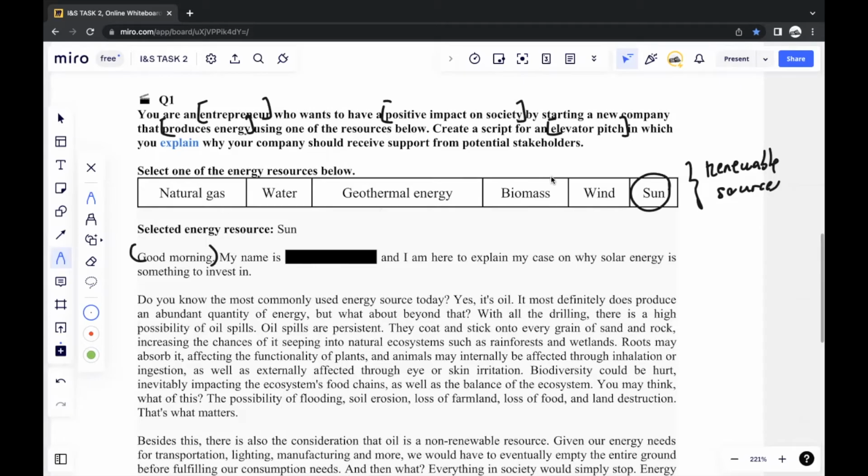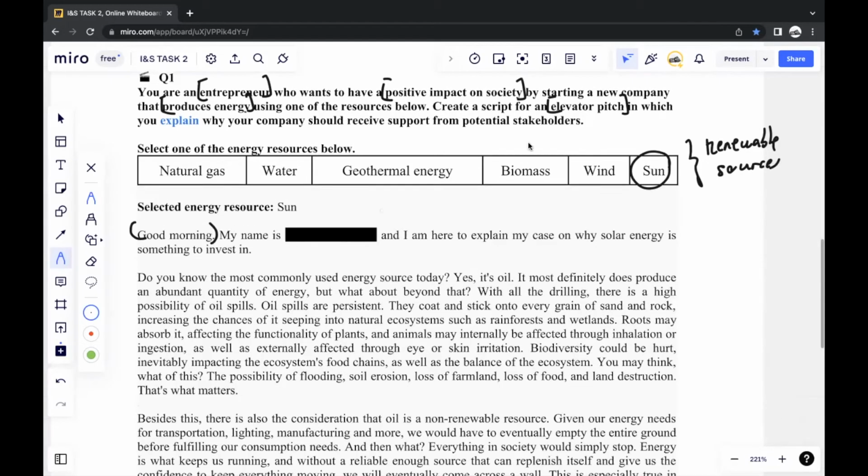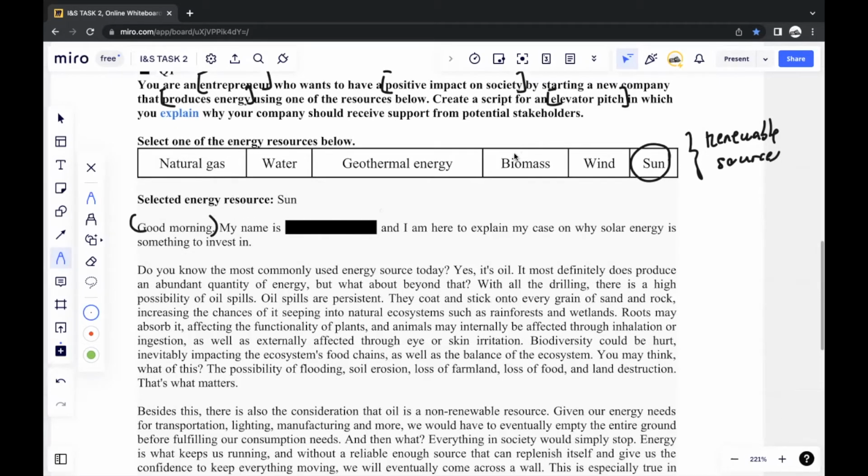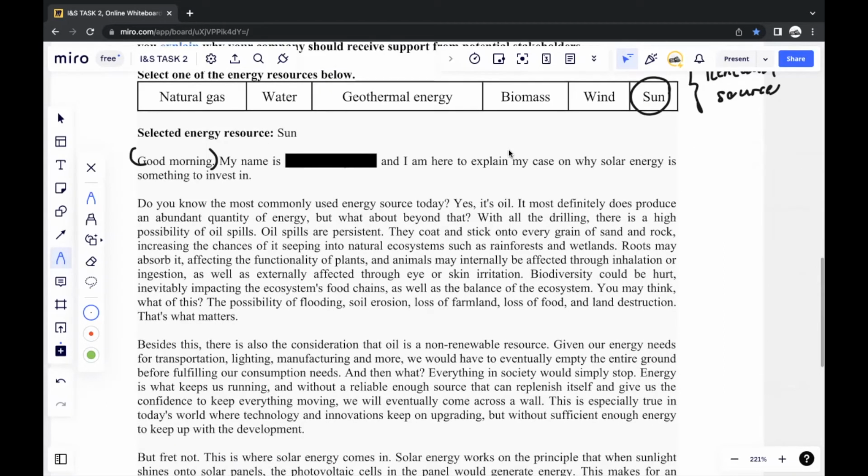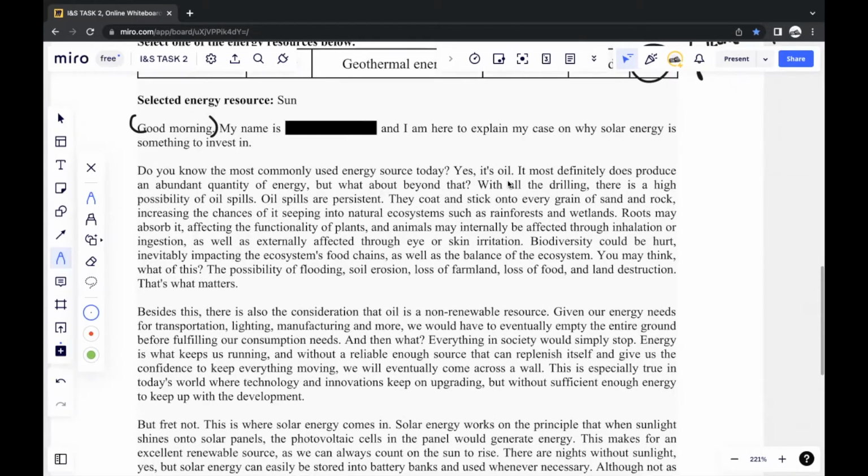And judging by the fact that all of the energy sources provided to you are renewable sources, you can most likely guess that the problem is that non-renewable sources are used nowadays. So that's how you can base off of your problem. As long as it makes sense by the context, you will be marked appropriately. So I chose oil as my main problem.